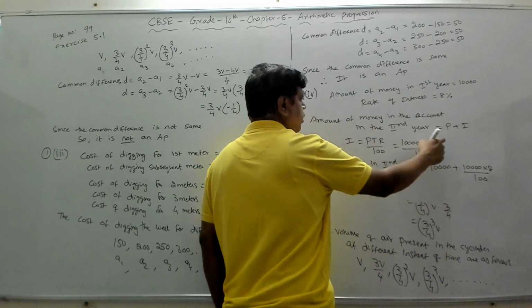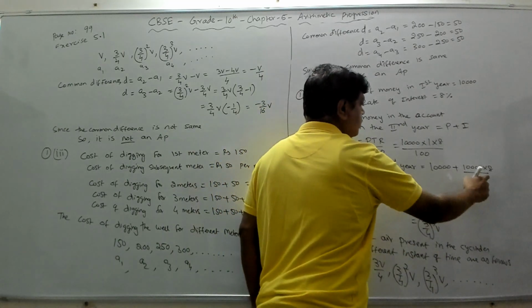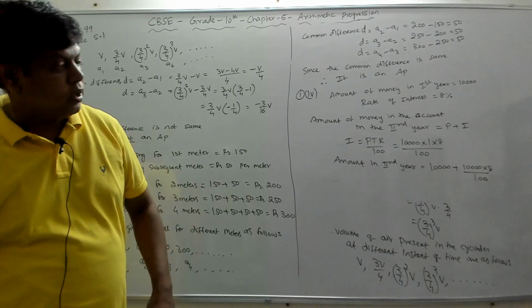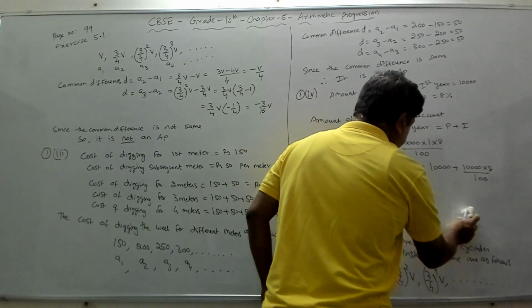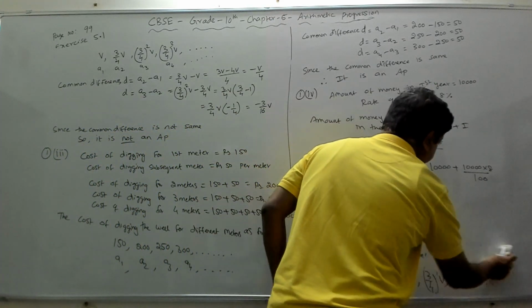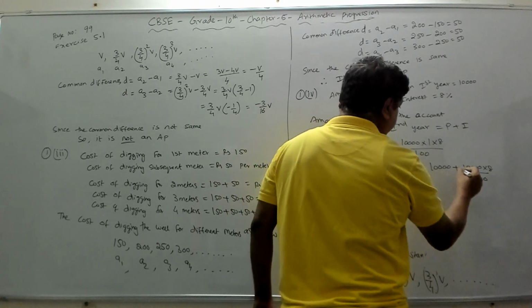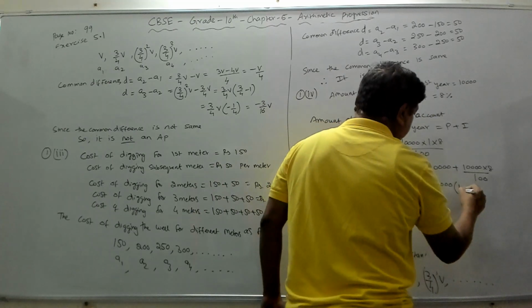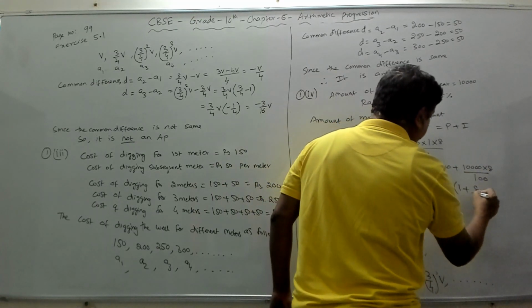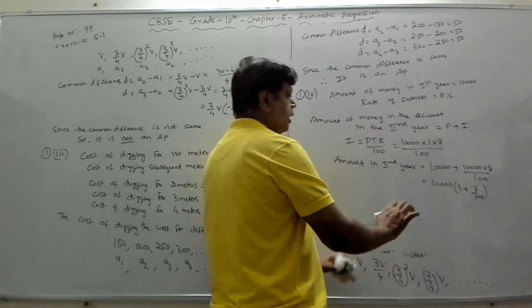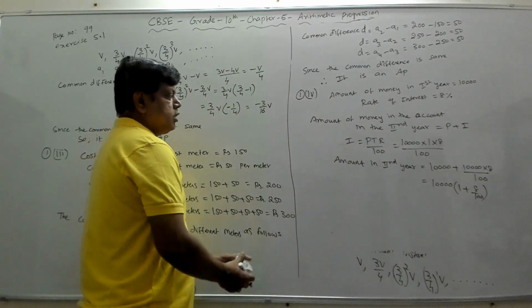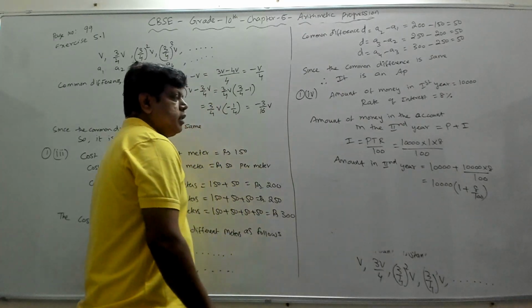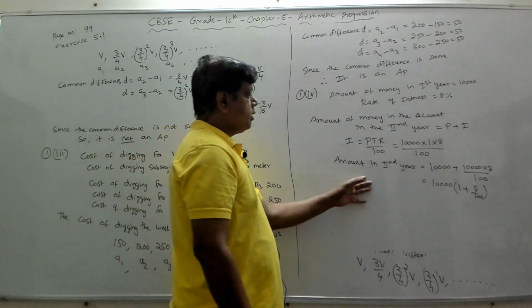I am not taking this, 1 into 8 is 8. So don't cancel this 0 and 0. We can also do it like that, but I'm just keeping it so that it will come in a nice format, a nice form. Now here I can take 10,000 common. If you take 10,000 common, it will become 1 plus 8 by 100. We will keep it as it is. So this is the amount of money in the second year.